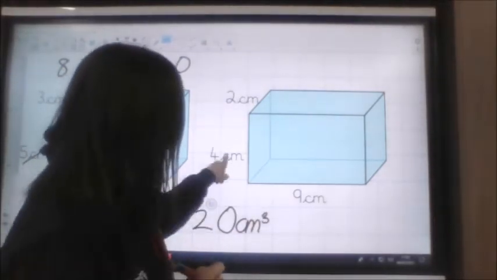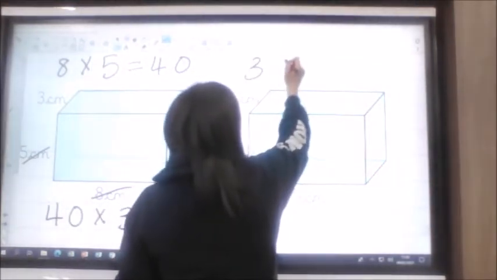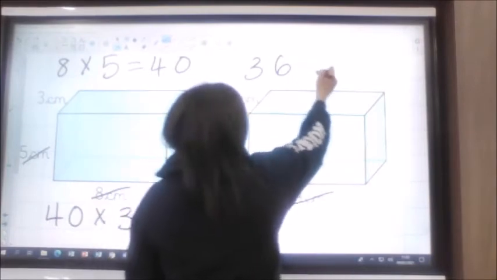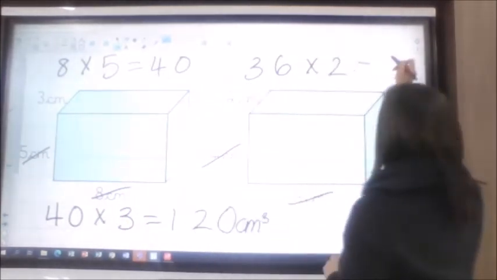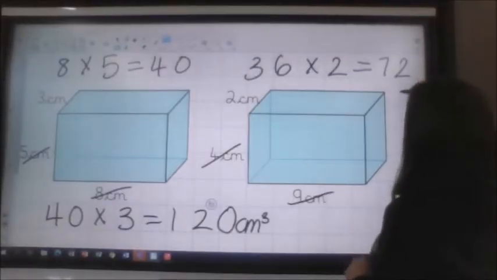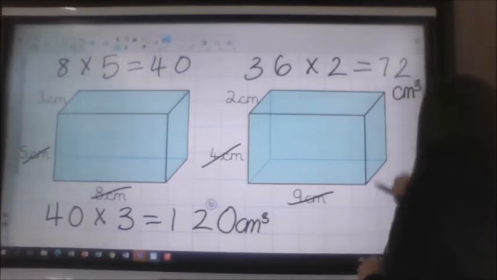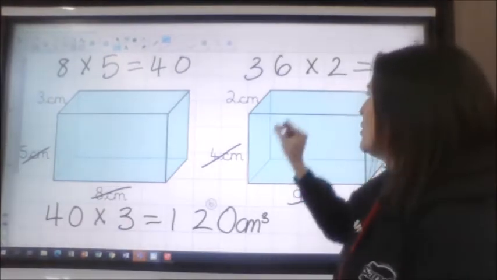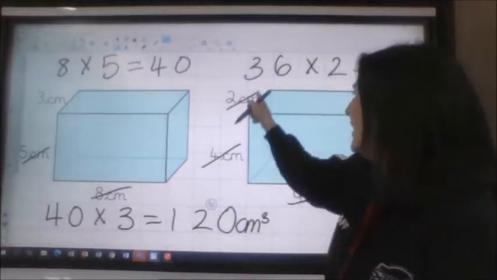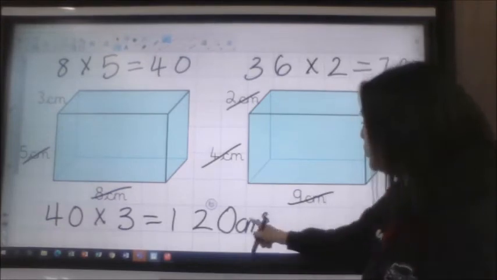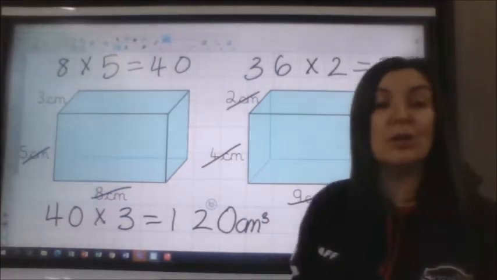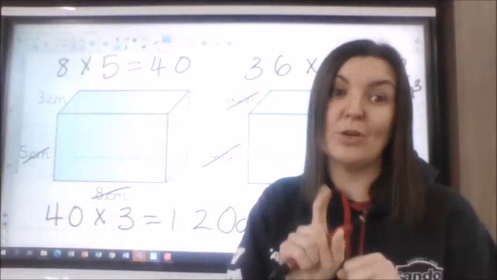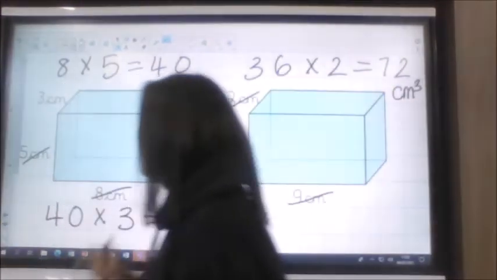So this one then, 9 times 4 is 36. Then multiplied by 2 is 72 centimetres cubed. Okay, so have a look and see how you did. You've just got to multiply the three values together. And remember to put cubed on the end. It might be metres cubed, centimetres cubed, whatever it's got, but it's got to have cubed on the end because it's volume. So they were cuboids.